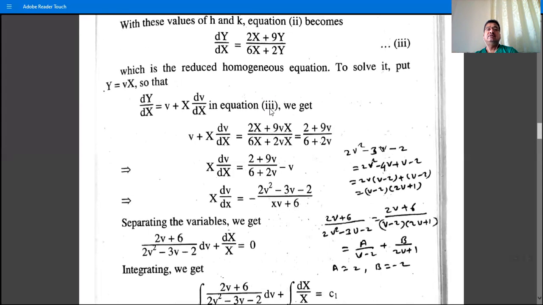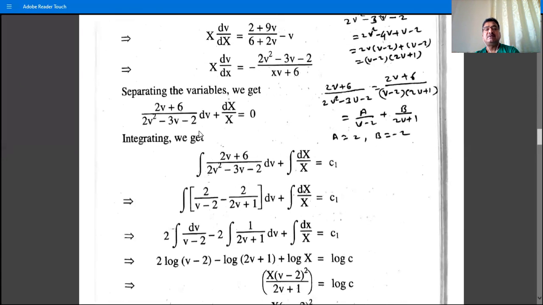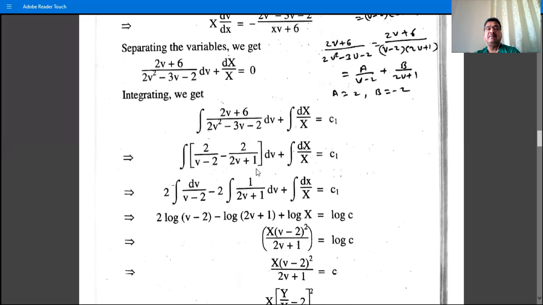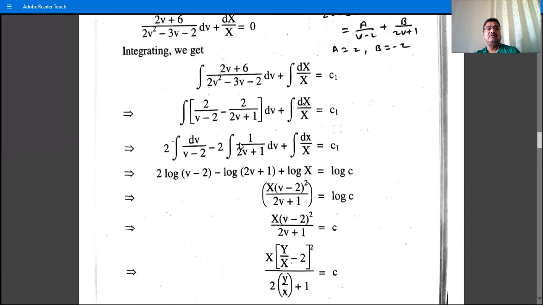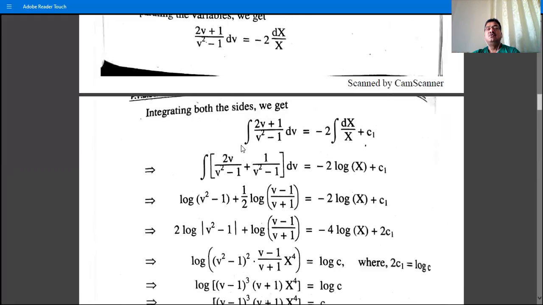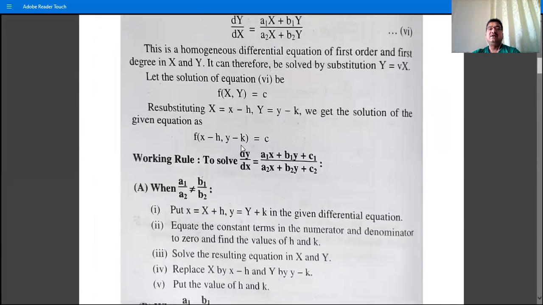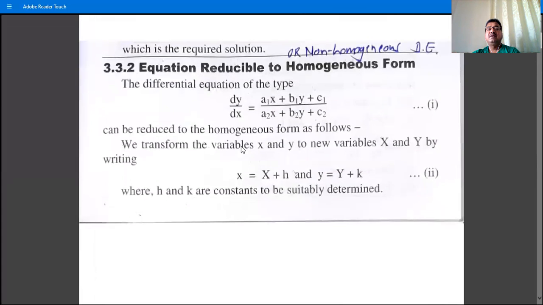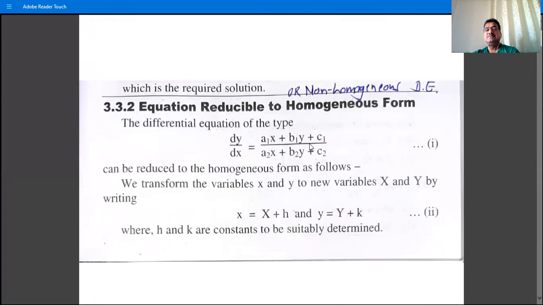So in order to solve the homogeneous differential equation, we have to substitute y is equal to vx. After this substitution, the equation reduces to the variable separable form. Then separate the variables, and after integration we have the general solution. So this is about the type non-homogeneous differential equation, that is the differential equation of the type dy by dx is equal to a1x plus b1y plus c1 divided by a2x plus b2y plus c2.